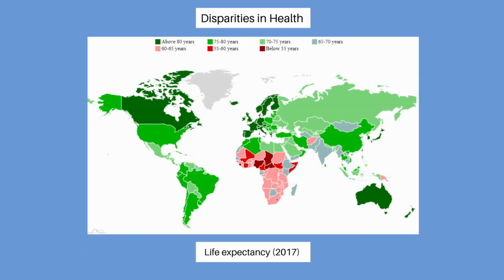Uneven development contributes to huge variations in the health of people across regions of the world. Life expectancy is often lower in low-income countries and newly emerging economies than in higher-income countries. In Nigeria, for example, the life expectancy of a person in 2019 was just 55 years, whereas in Japan it was 85 years.